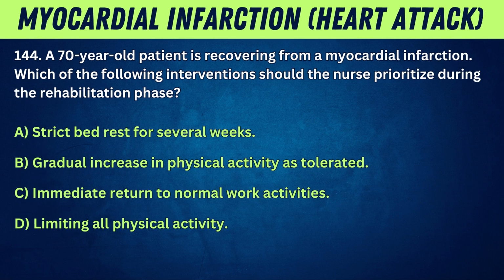144. A 70-year-old patient is recovering from a myocardial infarction. Which of the following interventions should the nurse prioritize during the rehabilitation phase? A. Strict bed rest for several weeks. B. Gradual increase in physical activity as tolerated. C. Immediate return to normal work activities. D. Limiting all physical activity.